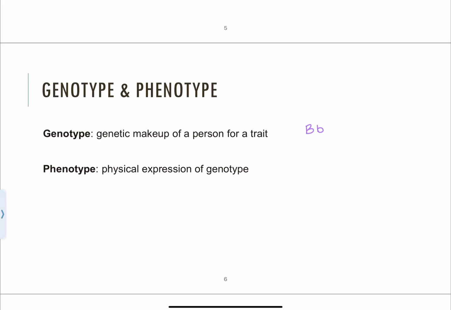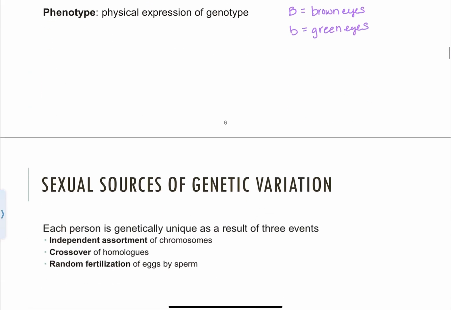Again, just some vocabulary for you. When we refer to a genotype, that is the genetic makeup of a person. So for example, when we did a capital B to represent a brown allele and a lowercase b to represent a green allele, that is the genotype. The phenotype is the physical expression of a genotype.